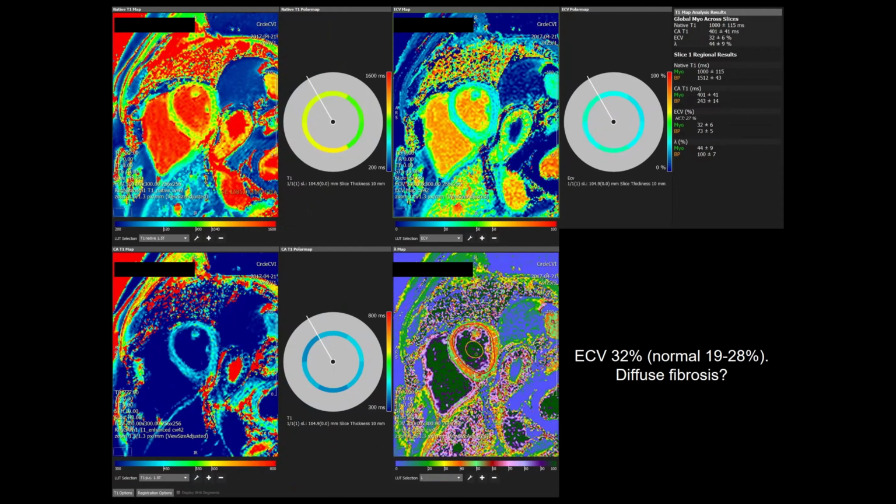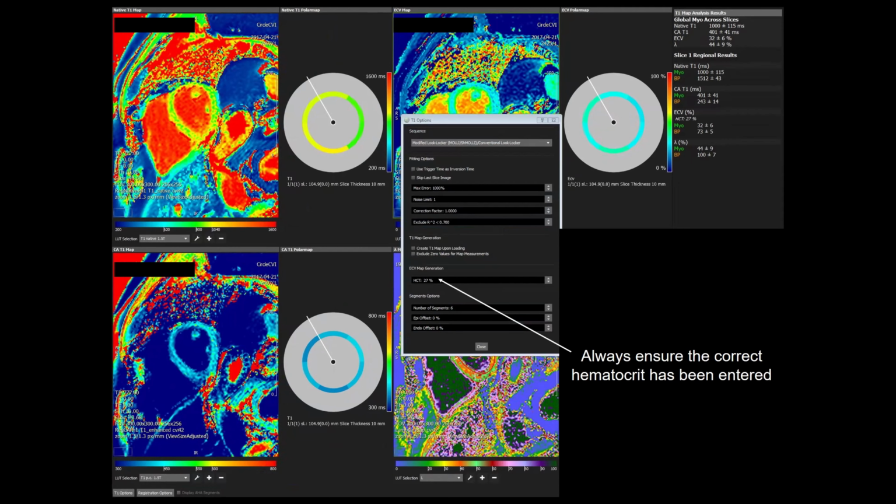This is a case with an elevated ECV. Is this diffuse fibrosis despite a normal T1 value? Or did we just forget to update our hematocrit?